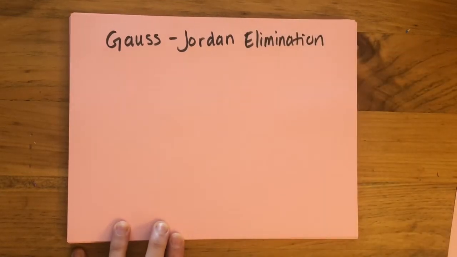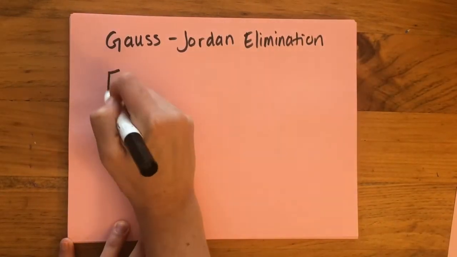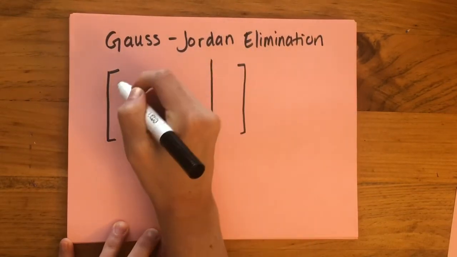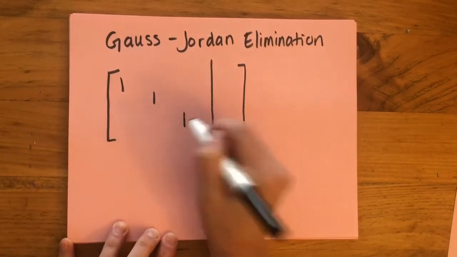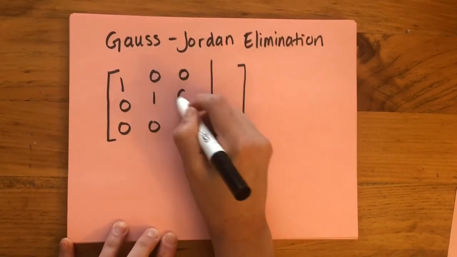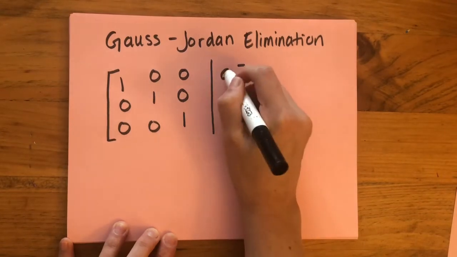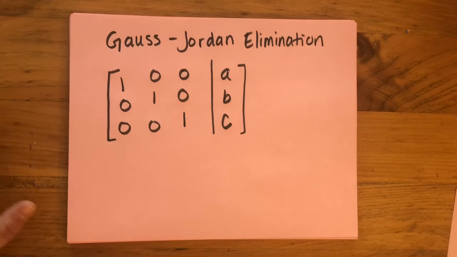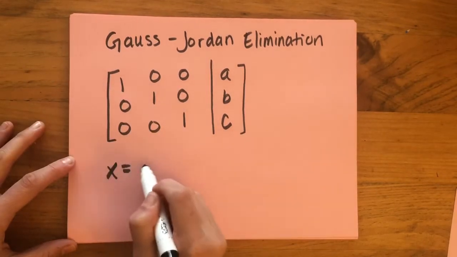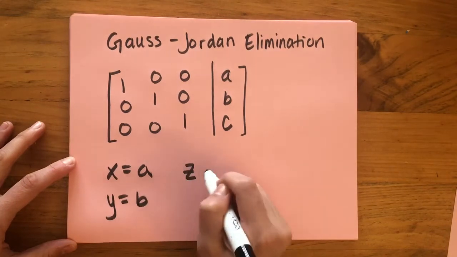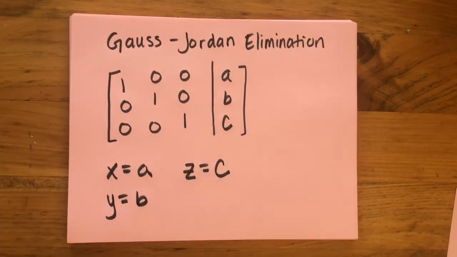The idea with Gauss-Jordan elimination is to get our matrices so that there are ones in the diagonals and zeros everywhere else. And then whatever these numbers are at the end, that's what your variables equal. So this would be x equals A, y equals B, and z equals C. So that is our goal when we are doing Gauss-Jordan elimination.